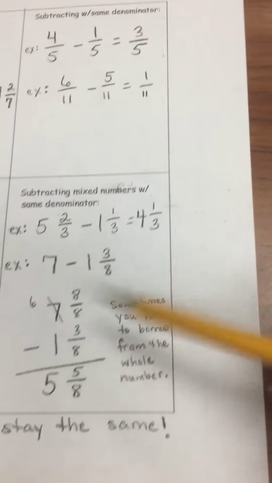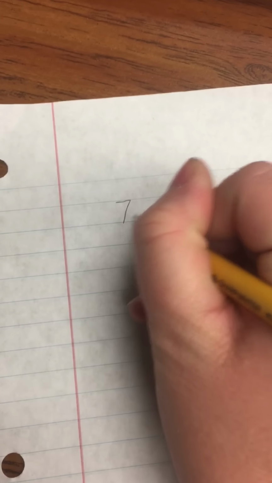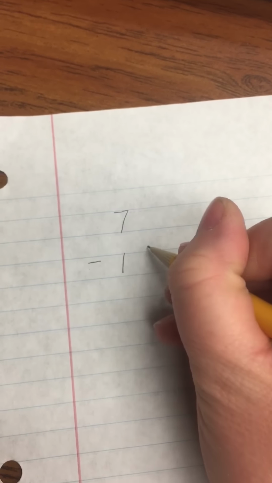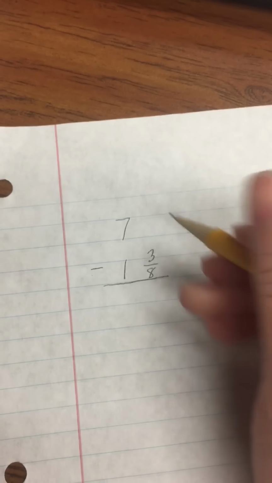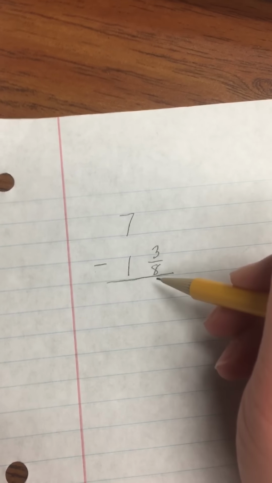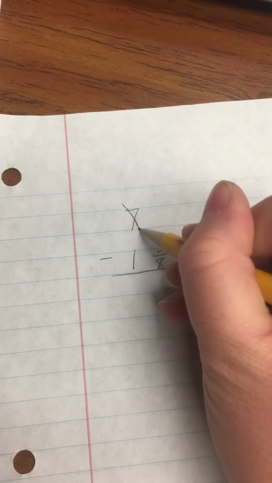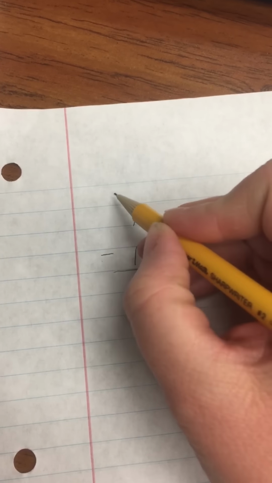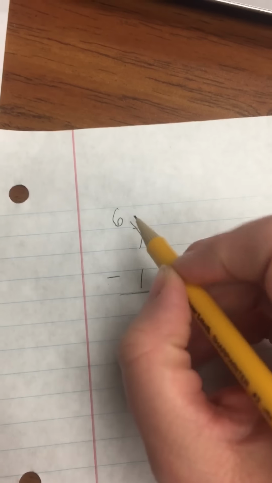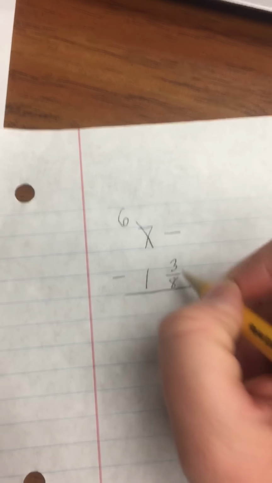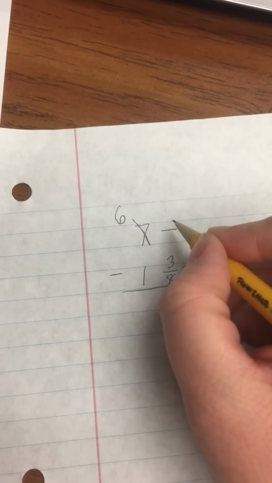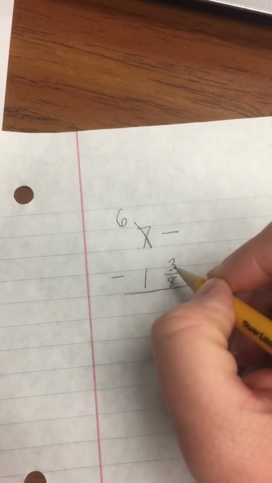So I'm going to redo this one over here on a piece of notebook paper. It was 7 minus 1 3/8. I see I have no fraction to take the 3/8 from, so I'm going to have to borrow 1 from the whole number. So 7 goes down to 6, and the 1 that I took out, I'm going to make into a fraction. The fraction has to mean 1 whole to equal the one I took out here.